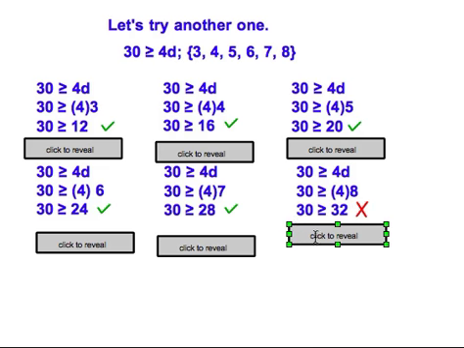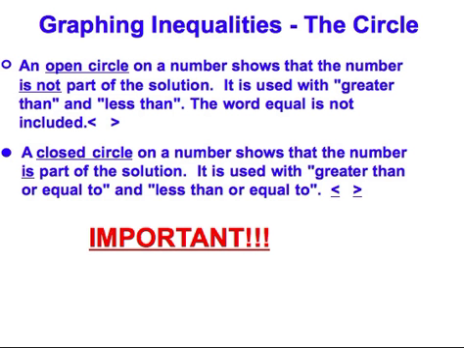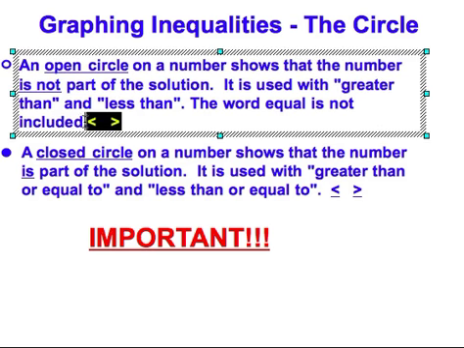Slide 232 is an important review, so I'd like you to write in nice large capital letters "important" at the bottom of slide 232. Just to refresh, when graphing inequalities, the circle is very important. You can either have an open circle or a closed circle. When you have an open circle, it means that the number graphed right below it is not part of the solution. So an open circle goes along with the symbols less than or greater than.